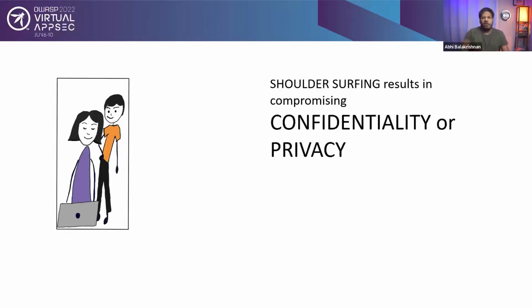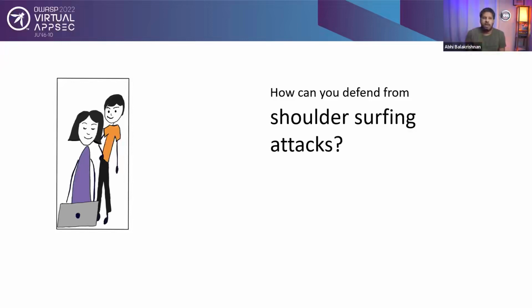So shoulder surfing results in compromising confidentiality, one of the core principles of information security, or you can say it affects the privacy of the person. So that is the shoulder surfing attack. Now, the next question is, how can you defend from a shoulder surfing attack?